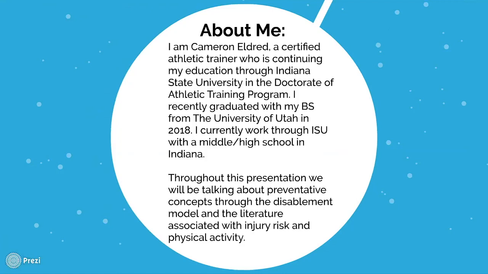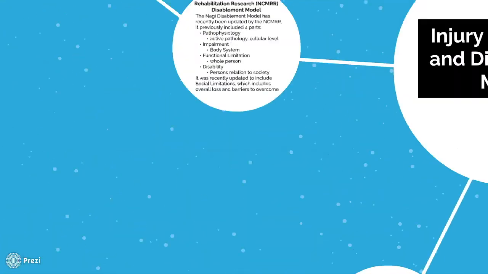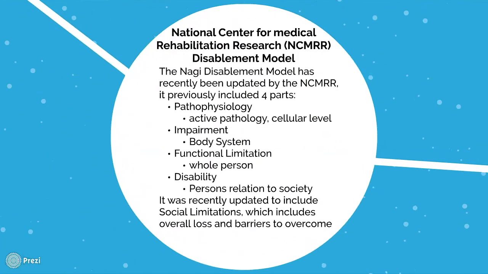So throughout the presentation, we're going to be talking about preventative concepts through the disablement model and the literature associated with injury risk and physical activity. So first, we need to understand what the disablement model is. Now, the Nagi disablement model was the original model, and it's recently been updated. However, it originally included four parts.